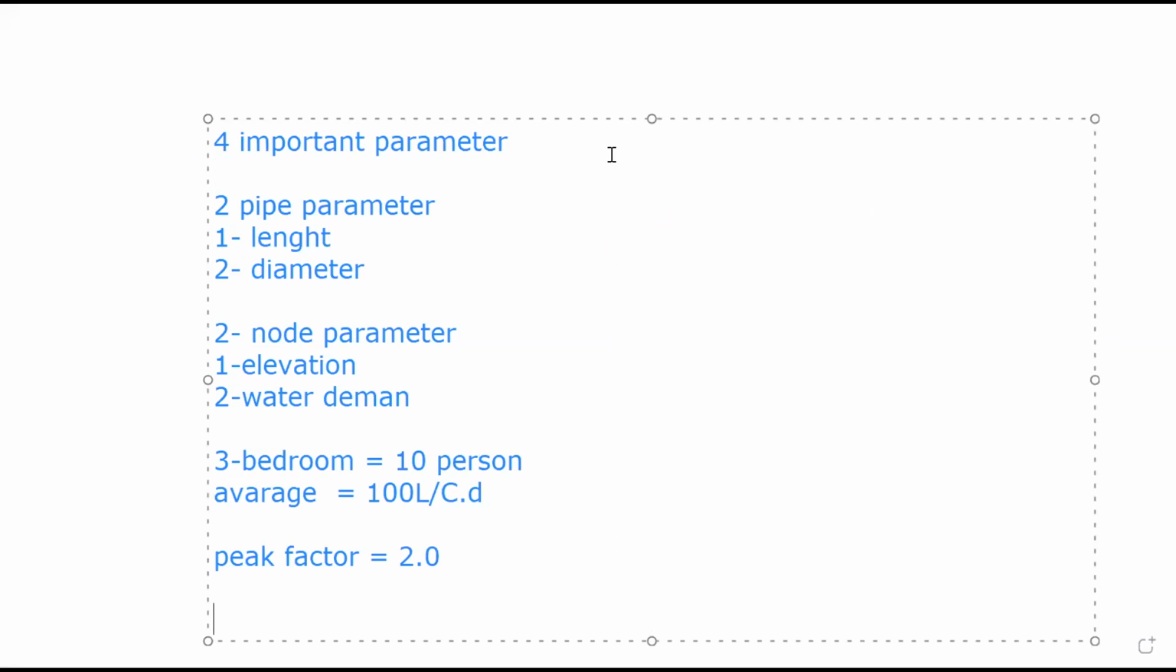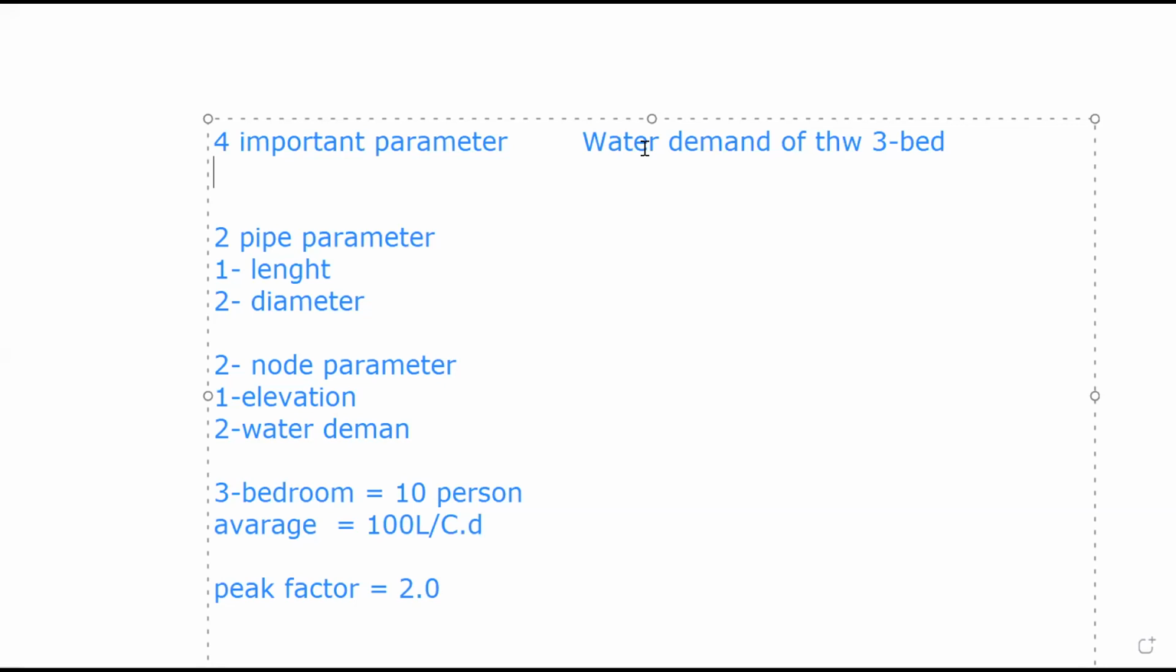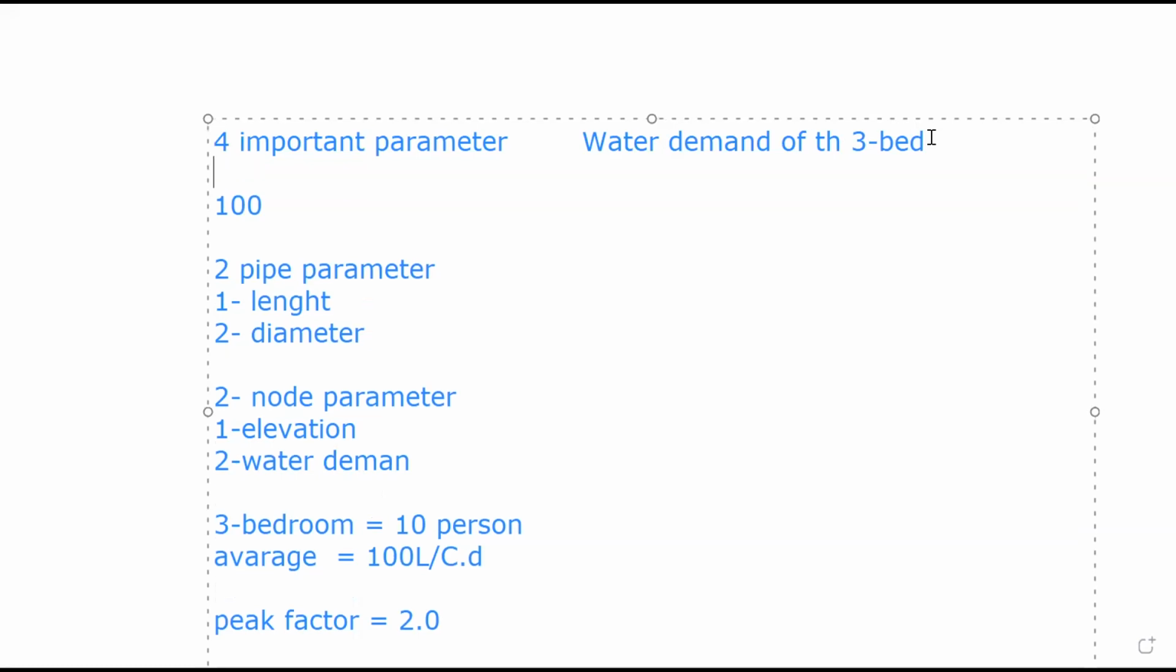Therefore, the water demand of the 3-bedroom will now be the demand for one person, which is 100, multiplied by the number of persons, times the safety factor.